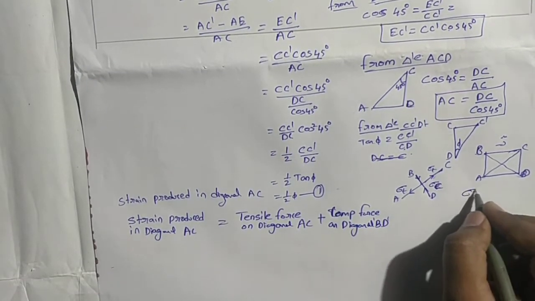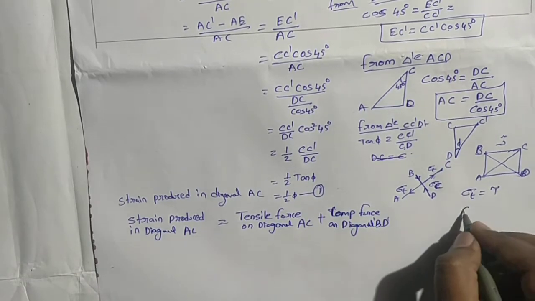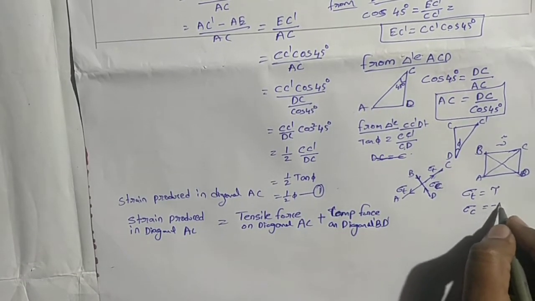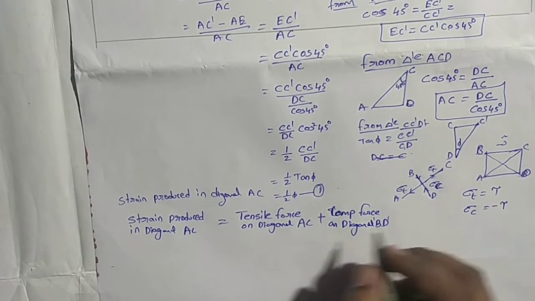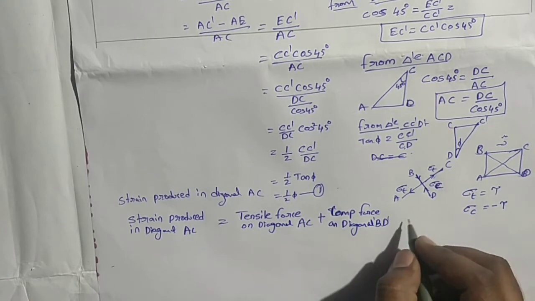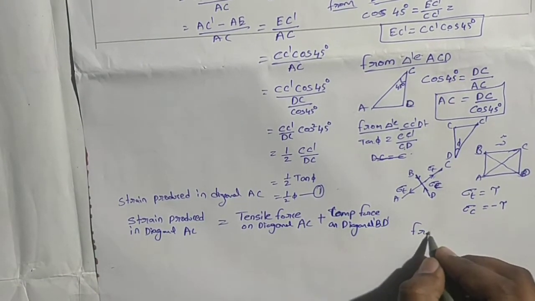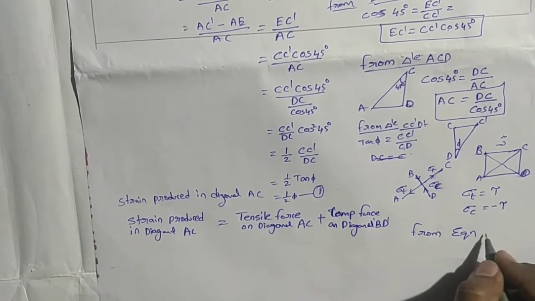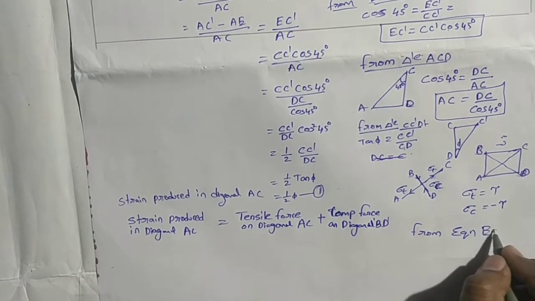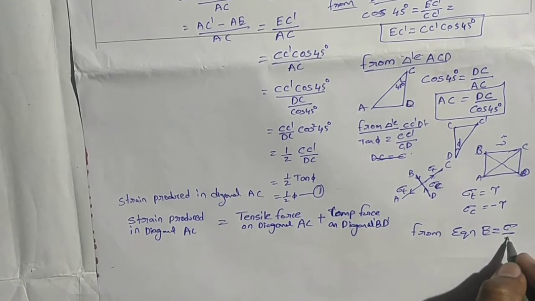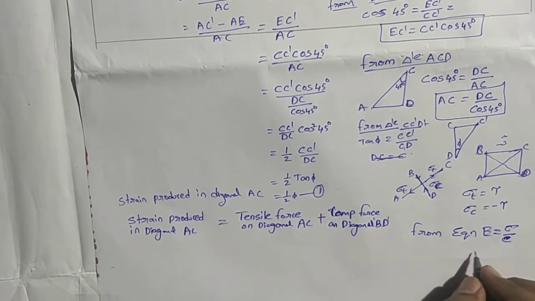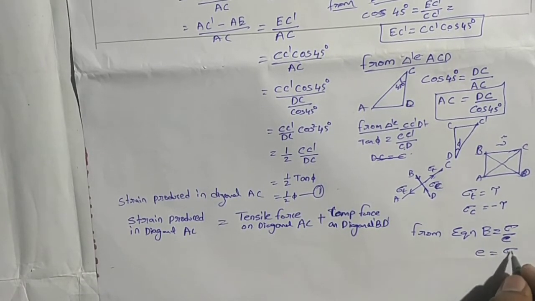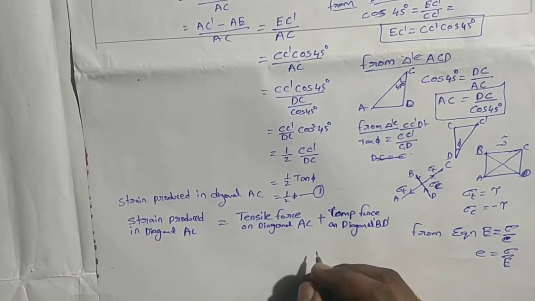Okay, therefore tensile stress is written as tau and compressive stress is written as minus tau. From the equation of Young's modulus, E equals stress by strain, I'm going to convert strain in terms of stress by Young's modulus. The same equation I am reproducing here.